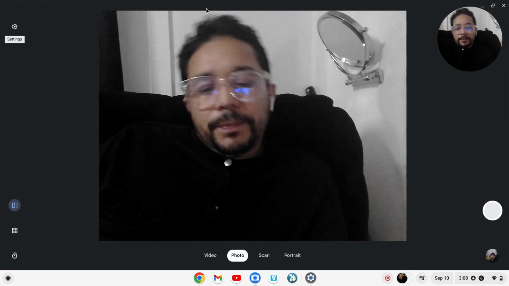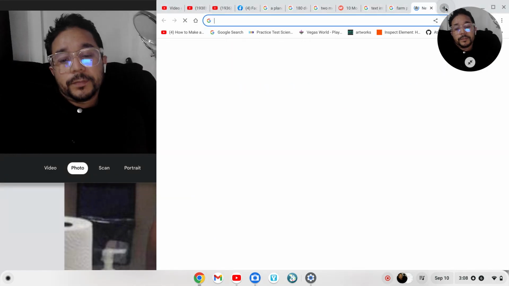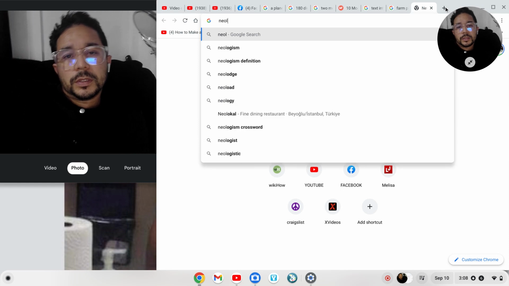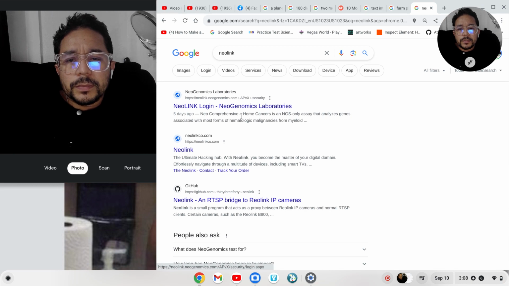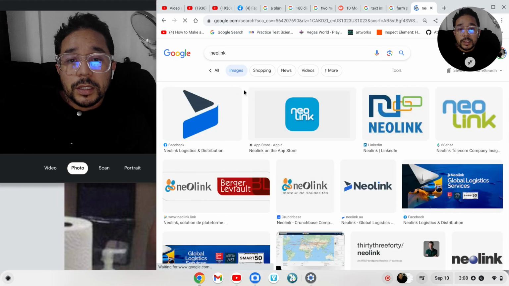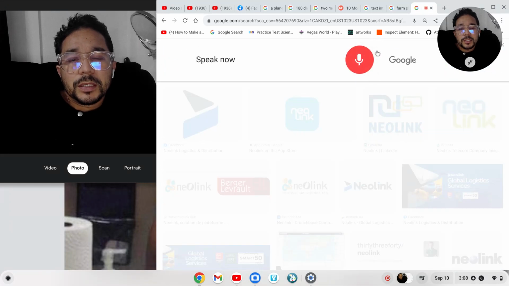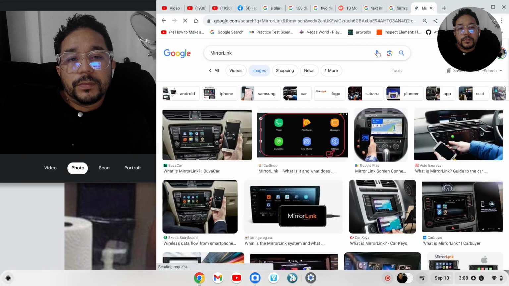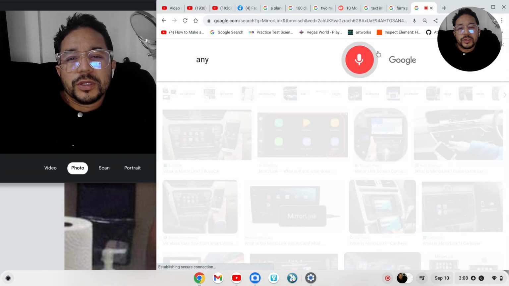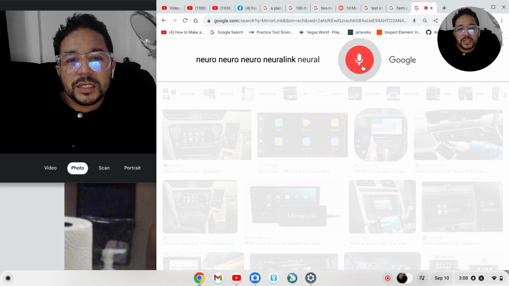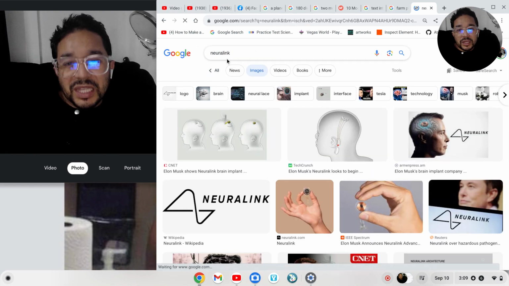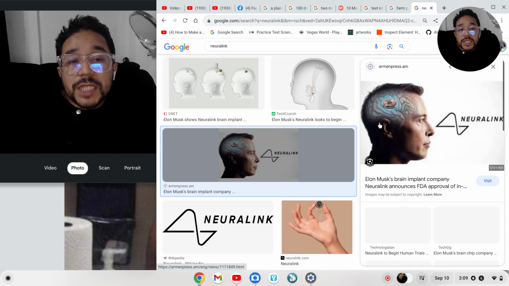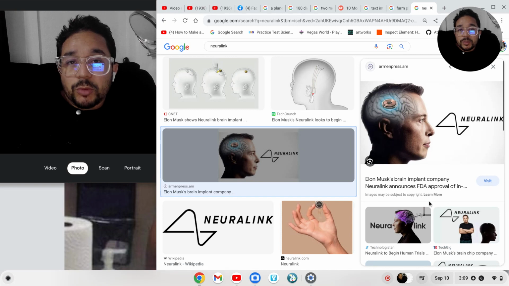And this goes with Neuralink, which is a company that Elon Musk is working on. Neuralink. Yeah, this right here. Neuralink. So it's technically a computer inside of the brain, the human brain.